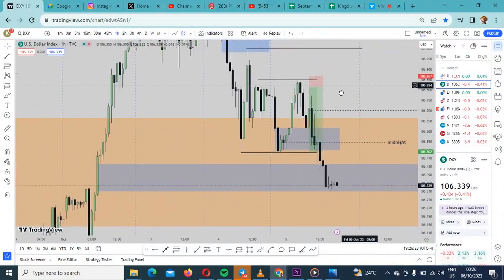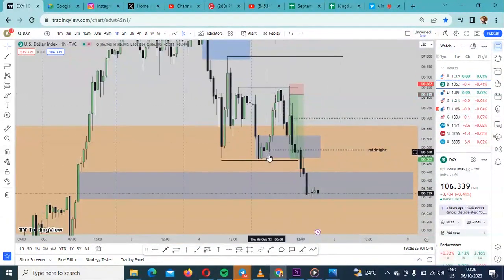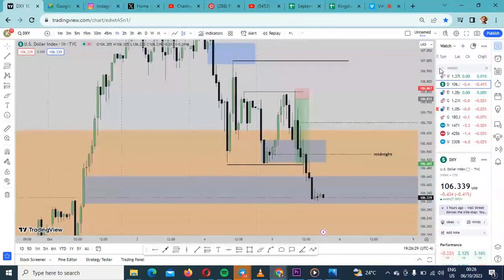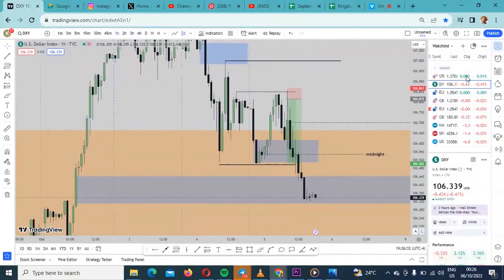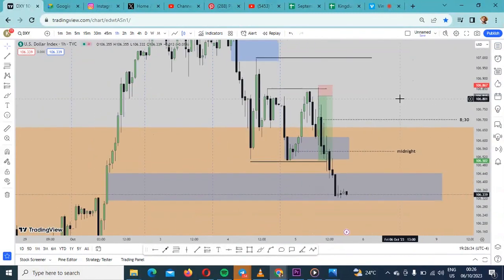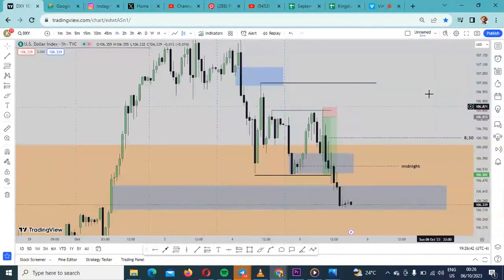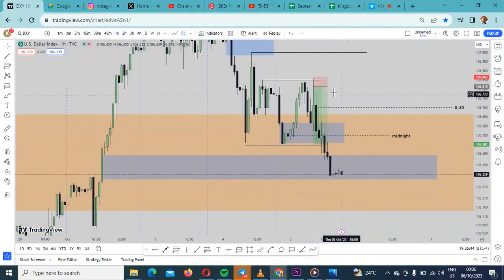So why did I sell this? For the same reasons. We are above midnight. We are in a bearish trade. Market structure is bearish. So price had to run something or enter into a point of interest for us to believe it. As you can see, it's very bearish. So price ran this high and then gave us the entry and we got in.